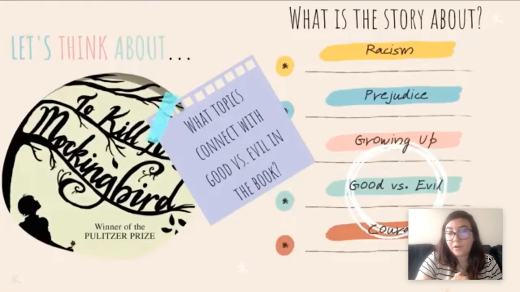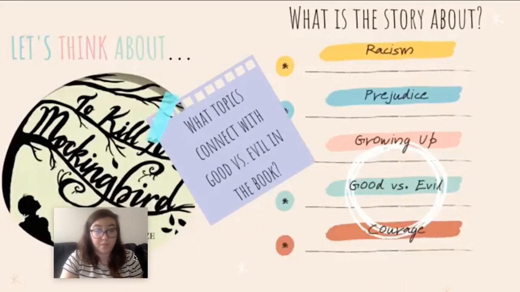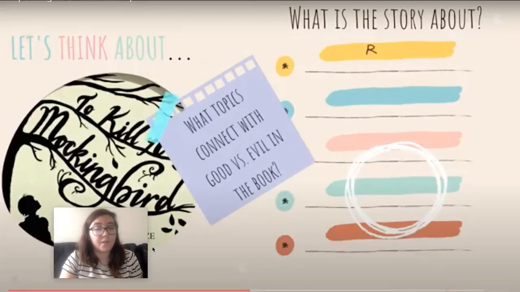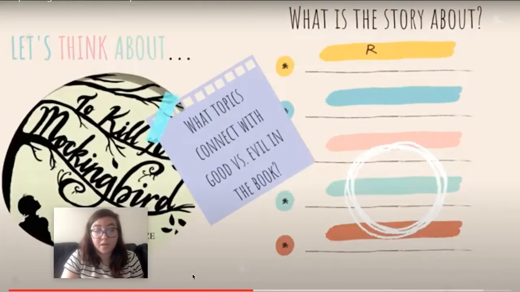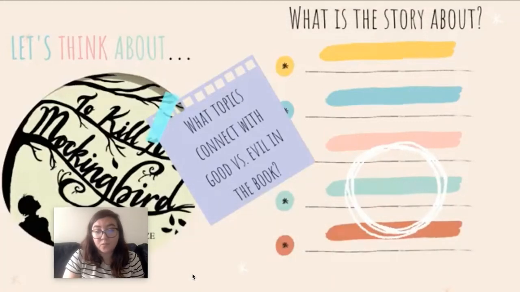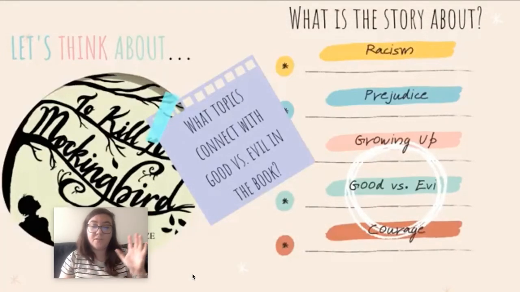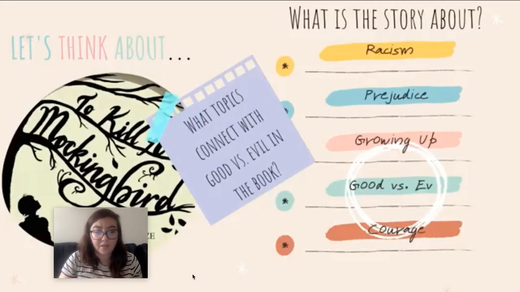So let's go back to our list. If good versus evil is one of our larger themes, we'll take a look at some of these other topics that connect with good versus evil in the book. This is where you want to think about plot. What happens in the story? And how does good versus evil, growing up, prejudice, racism, courage, how do all of these come together, right? How do things like prejudice and growing up affect good versus evil?